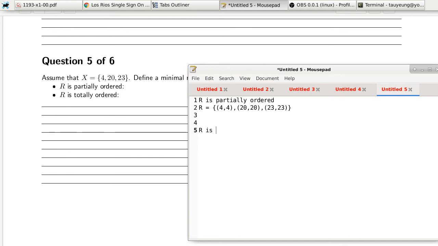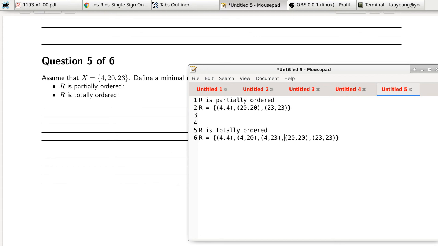So the next one is R is totally ordered. In order for R to be totally ordered, it first has to be partially ordered. So we need all of these. But we also need it so that every element is related to any other element in the set. So that means we have to include (4,20) and then (4,23) in it.